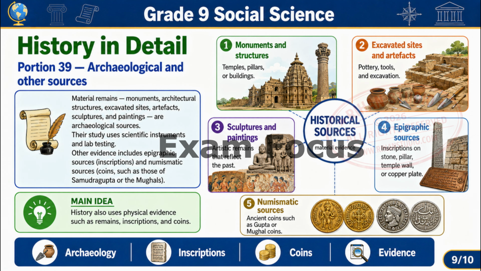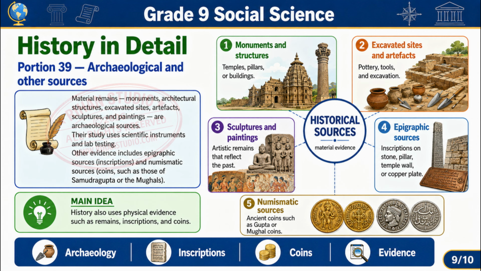Exam focus. Learn the 4 source types clearly. Literary equals written texts. Archaeological equals material remains. Epigraphic equals inscriptions. Numismatic equals coins.